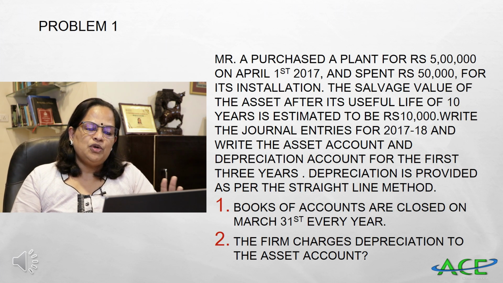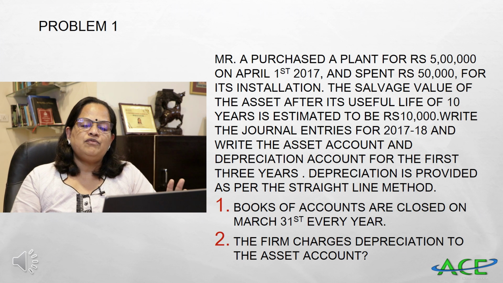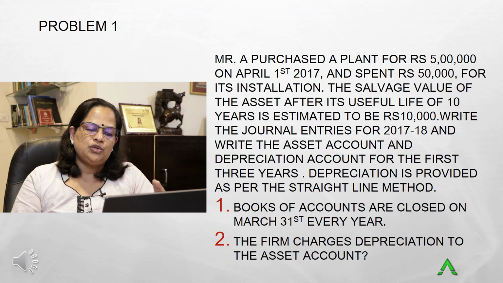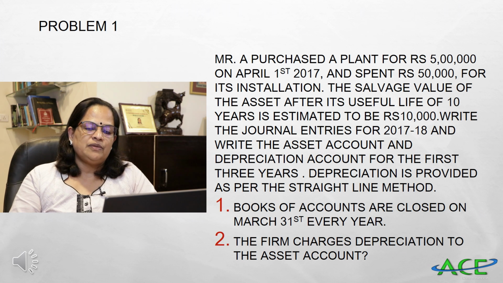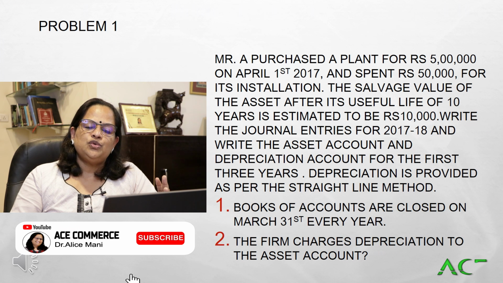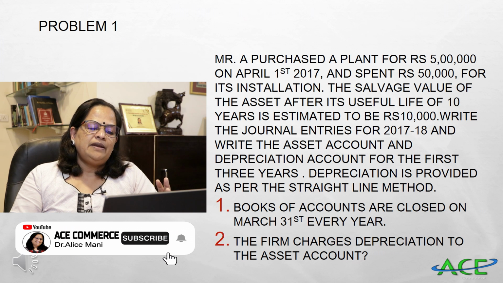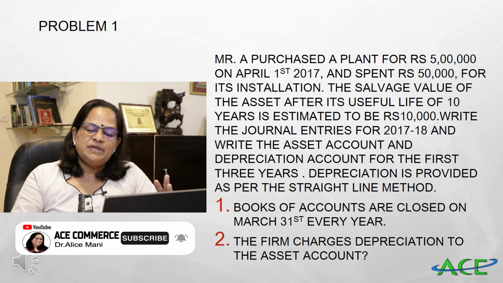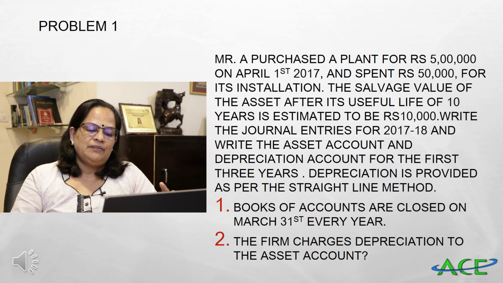First one I am going to do. Mr. A purchased a plant for rupees 5 lakh on April 1st, 2017 and spent rupees 50,000 for its installation. The salvage value of the asset after its useful life of 10 years is estimated to be rupees 10,000. Write the journal entries for 2017 and 18 and write the asset account and depreciation account for the first 3 years. Depreciation is provided as per the straight line method.